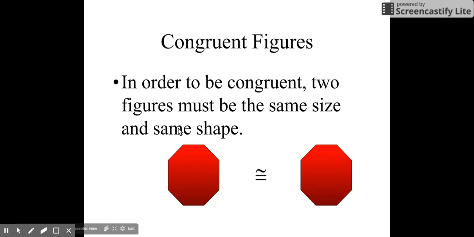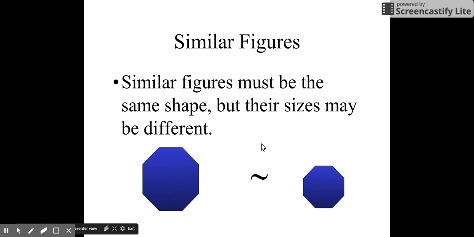Now, a congruent figure is a figure that has the same size and same shape. So they are identical to one another. A similar figure is one that has the same shape, but their size is made to be different. So if you look at this one, it's much larger than this one, which is much smaller.